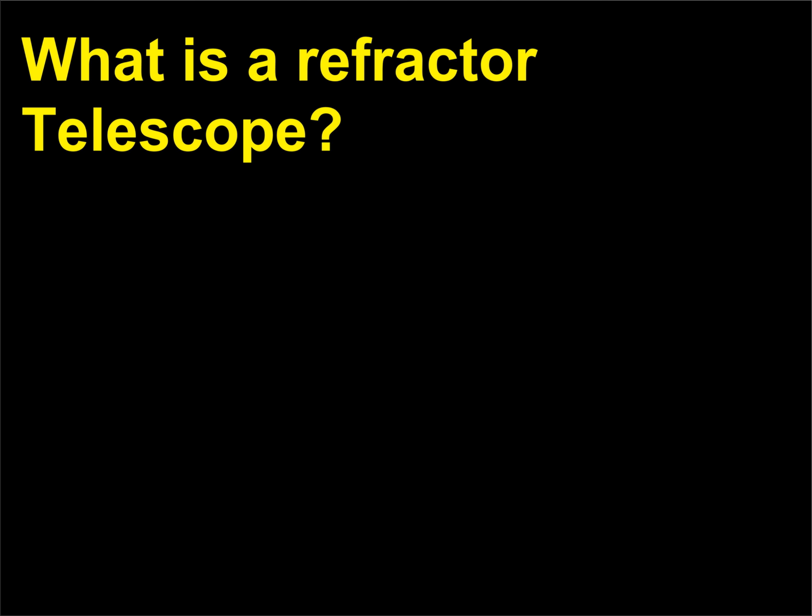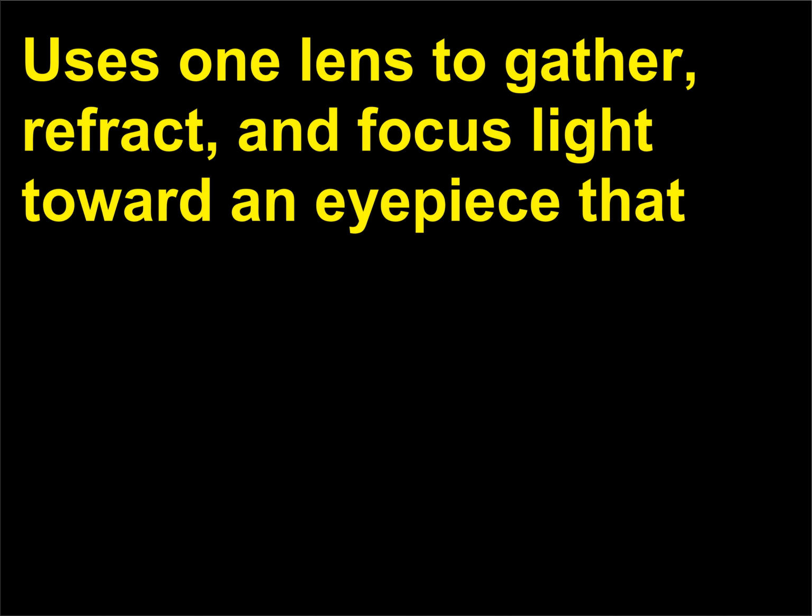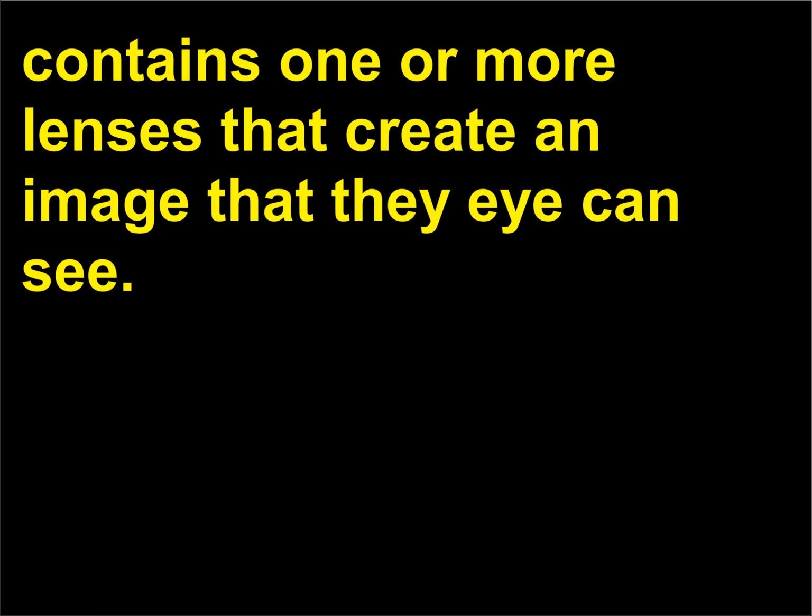What is a refractor telescope? Uses one lens to gather, refract, and focus light toward an eyepiece that contains one or more lenses that create an image that the eye can see.